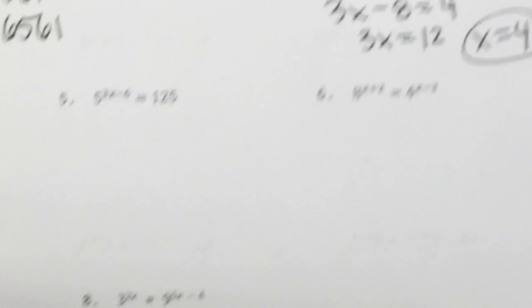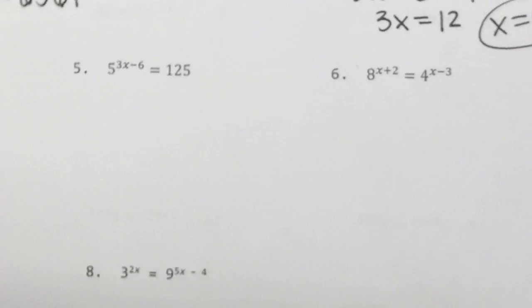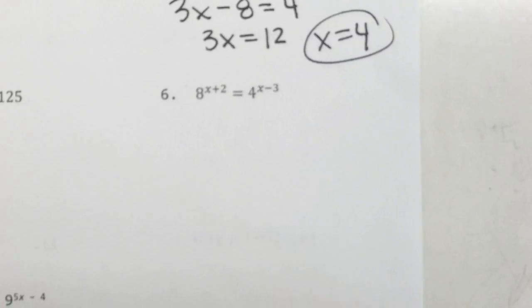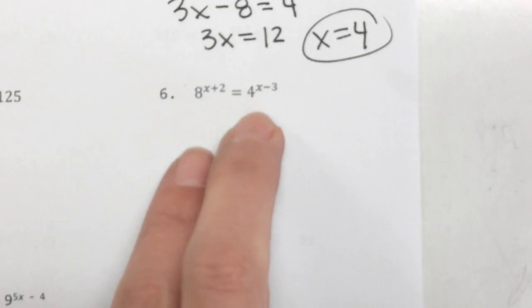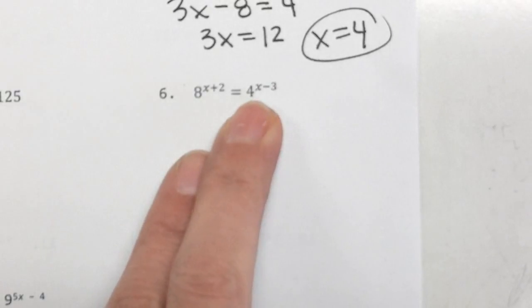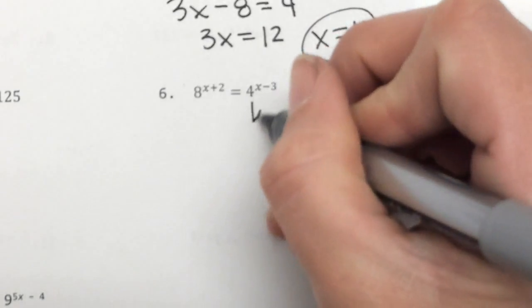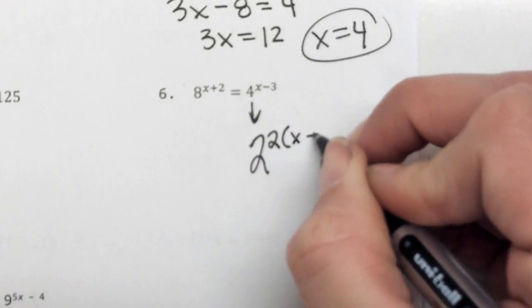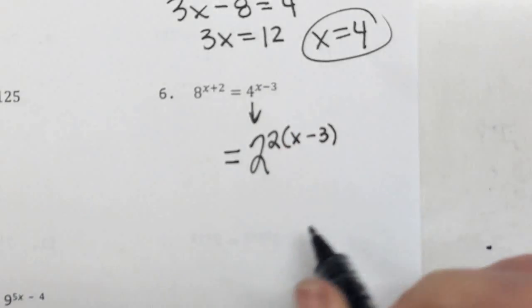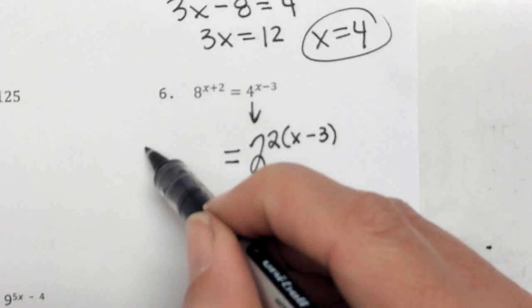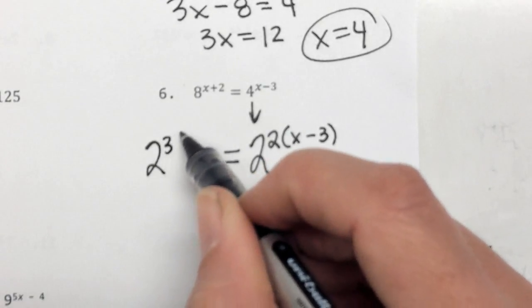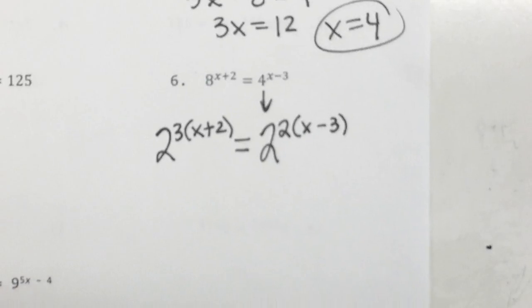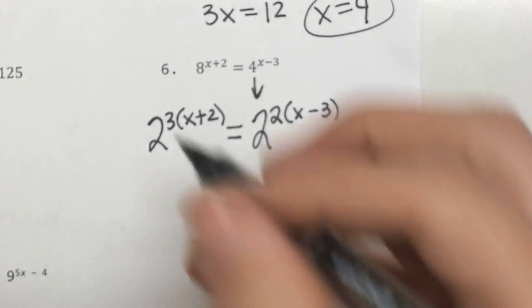Okay, next. All right, let's do number 6. What's the smallest number? 4. What can we raise to a power to get 4? 2 squared. So let's rewrite this as 2 to the 2nd. What else do we have to bring down? So we know the base over here has to be 2, to the what power? In parentheses, x plus 2. Everybody good so far? Cross out the 2's.